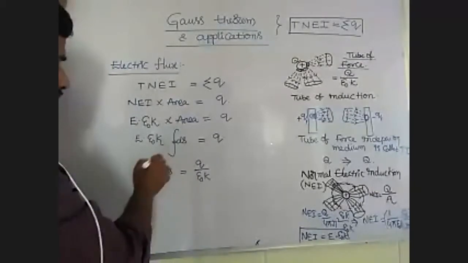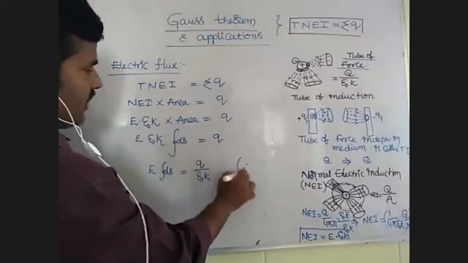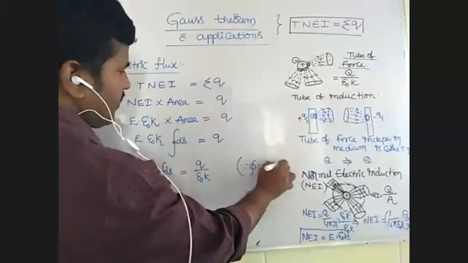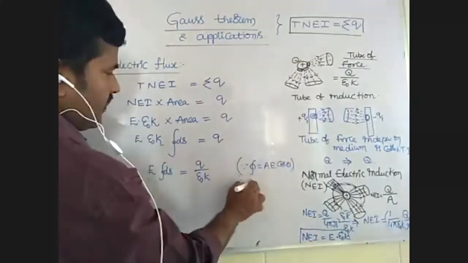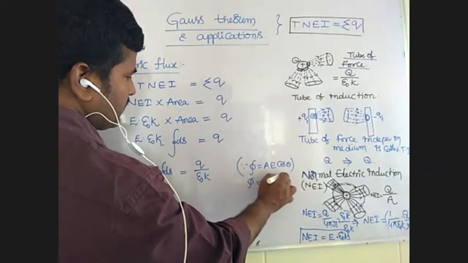This intensity into area is called flux. Flux is defined as A E cos theta, which is nothing but A bar dot E bar, a dot product.